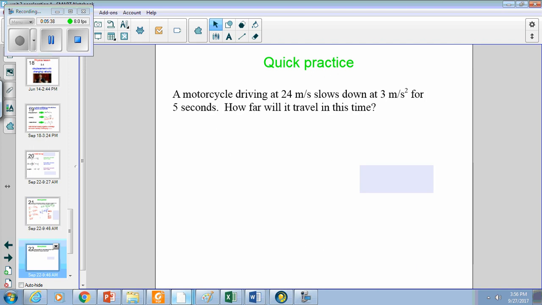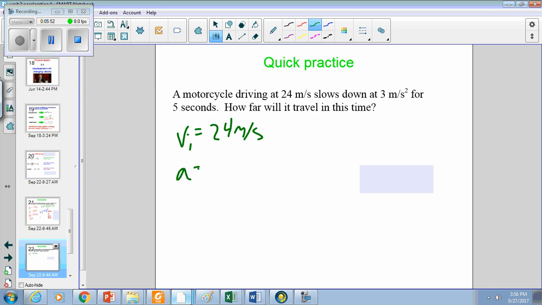Problem number 2. Now we have a motorcycle, and we're driving at 24 meters per second. So velocity initial is 24 meters per second. The motorcycle is going to slow down at an acceleration of negative 3 meters per second squared for 5 seconds. Awesome. So we're not given how far, because that's what we're looking for, but we're also not given velocity final.